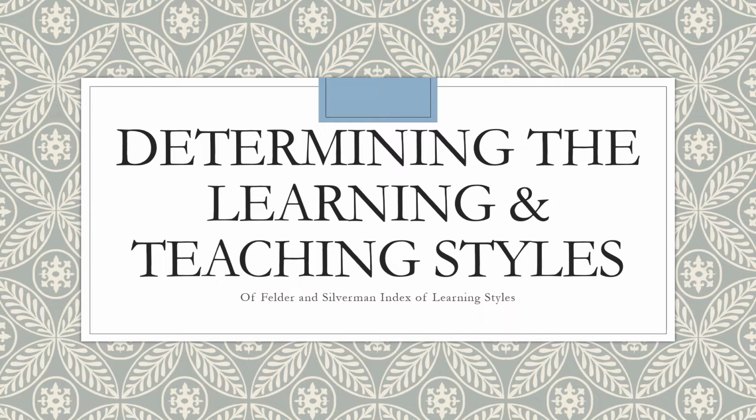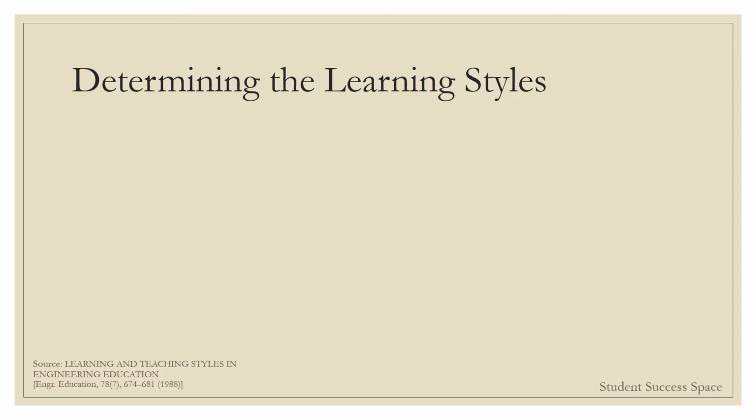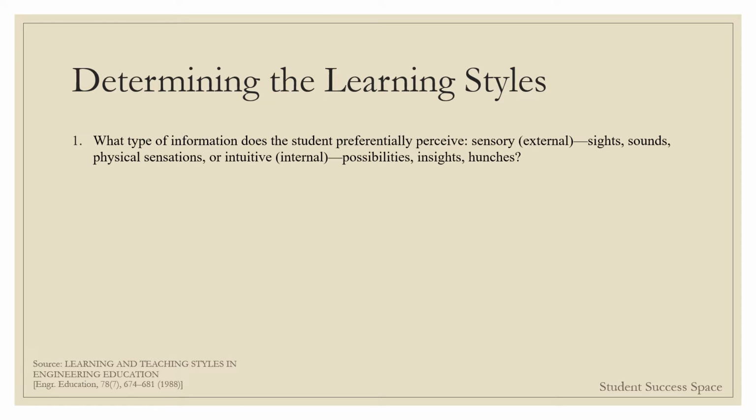Although Felder and Silverman first proposed their learning styles in 1988 in a paper called The Learning and Teaching Styles in Education, the measure or assessment was not readily available until 1996. In the original work, Felder and Silverman proposed 5 questions that could aid in determining the preferred learning style.